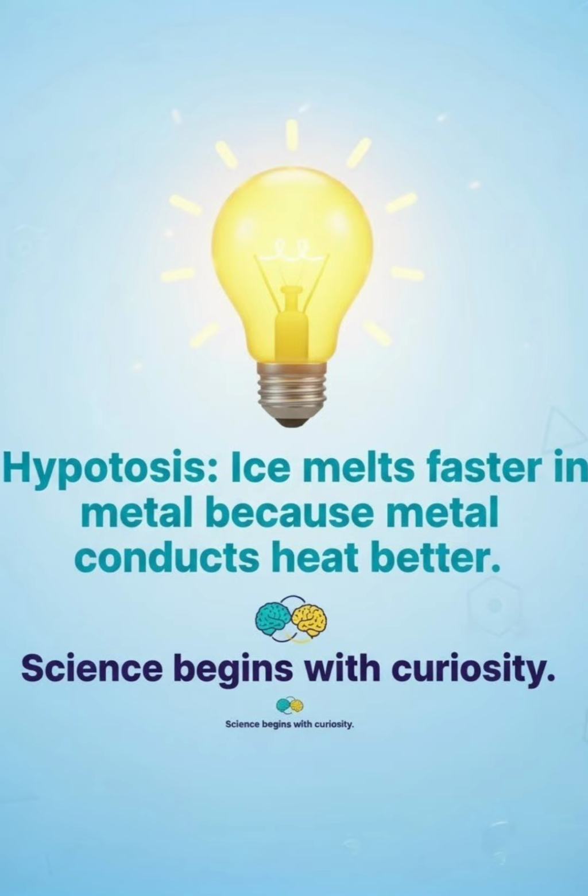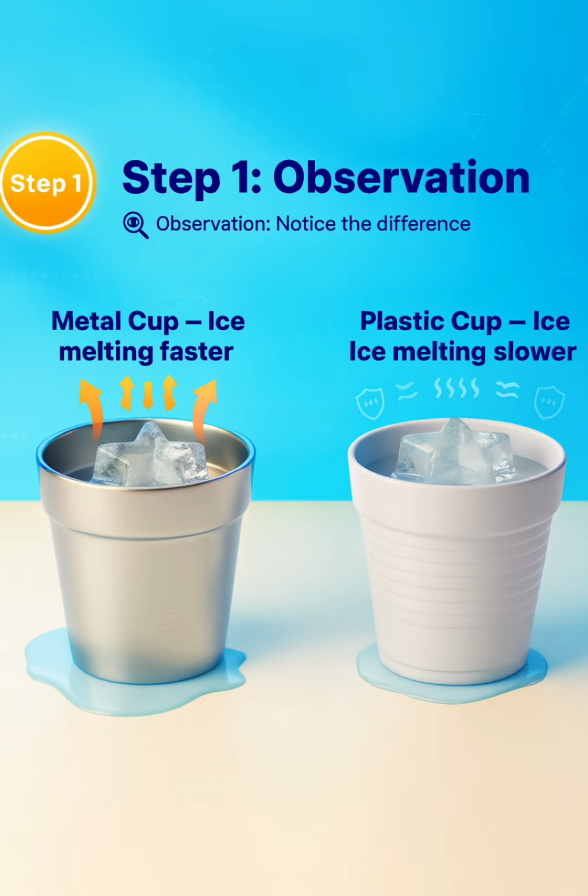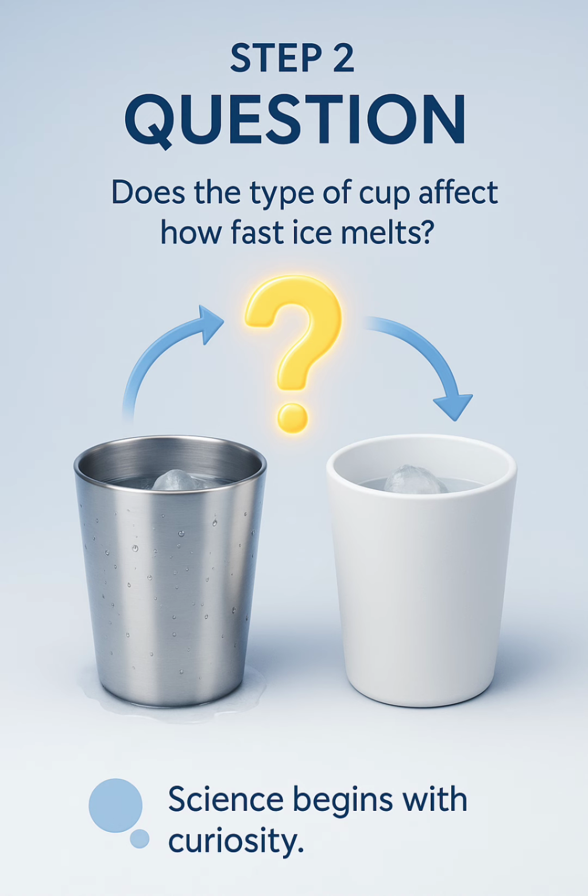This is our first step of the scientific method. Observation. Observation means noticing something interesting in everyday life, like melting ice, and asking yourself, why did that happen? The next step is question. You turn your observation into a question. Does the cup material affect how fast ice melts?